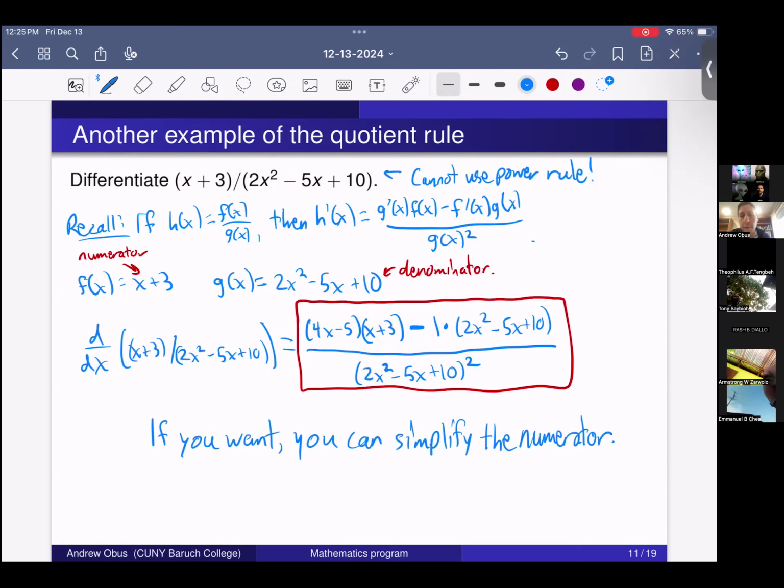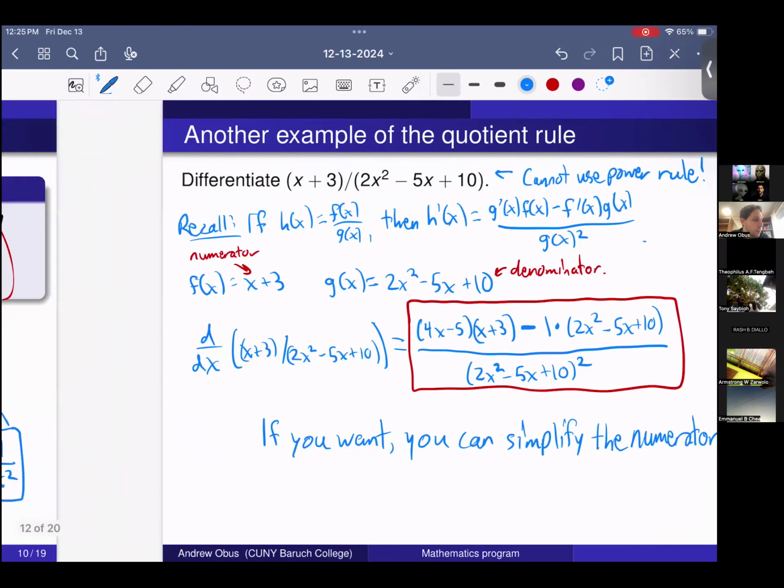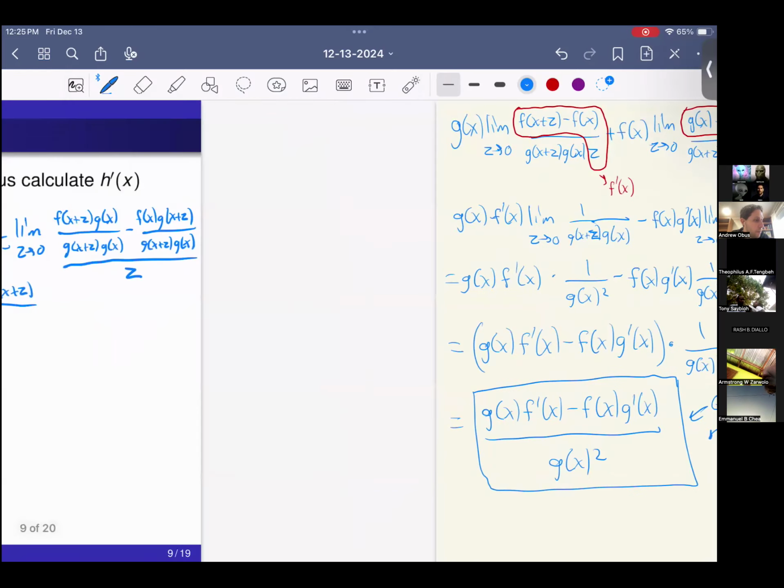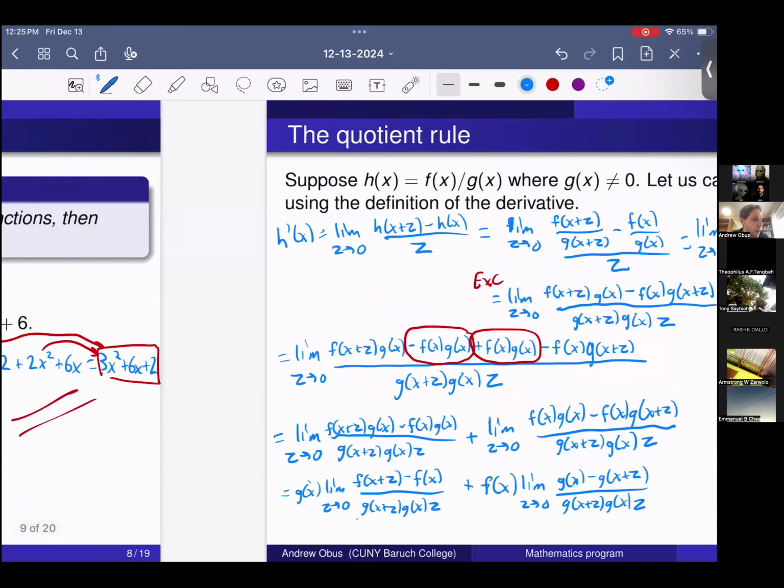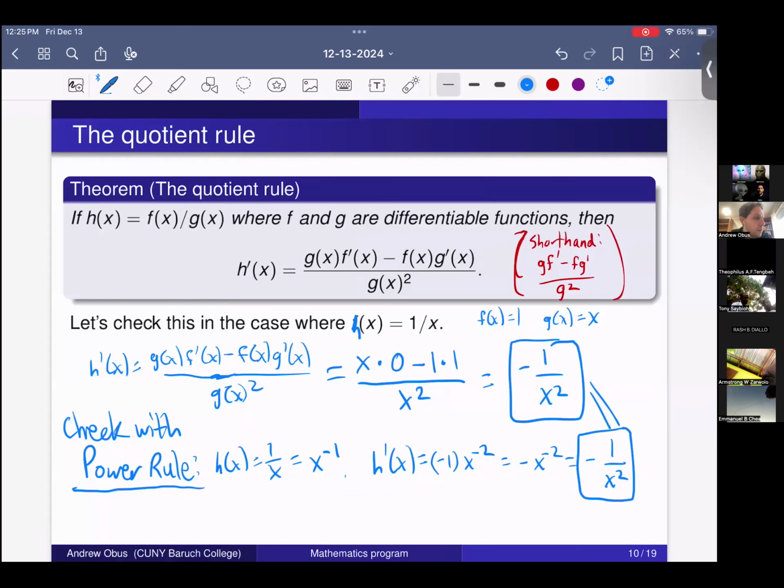Okay. So I want to ask a question. The formula you said is g prime of x and f of x, right? Minus f prime of x, g of x, over g of x squared, right? Sorry, so you mean for the product rule? For the quotient rule, yeah. Yeah, so this is it.